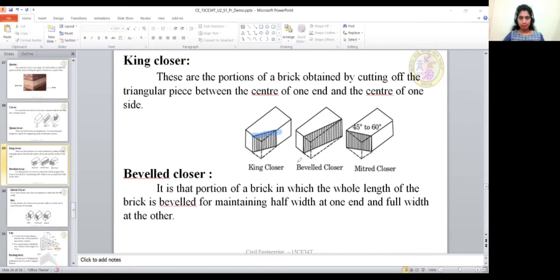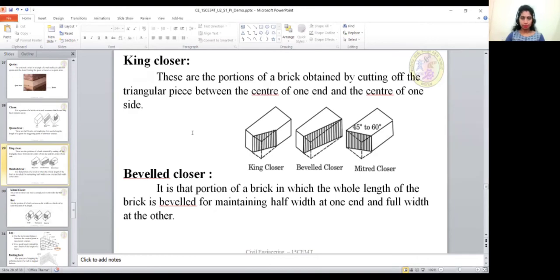Exactly, you can observe in this picture, if one end, in the corner, of the brick is cut, then it is known as beveled closure. Then here you are observing mitred closure. See, it is a brick whose one end is cut, splayed or mitred for the full width, then it is known as mitred closure. I hope you understand the concepts of closure.